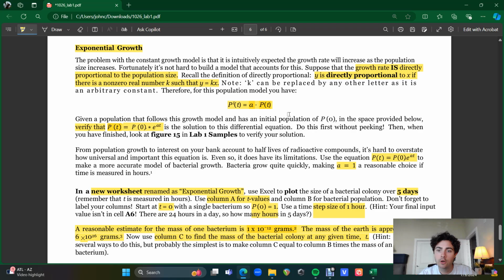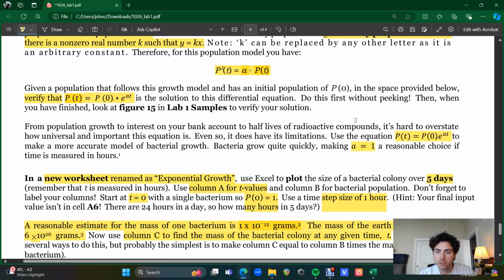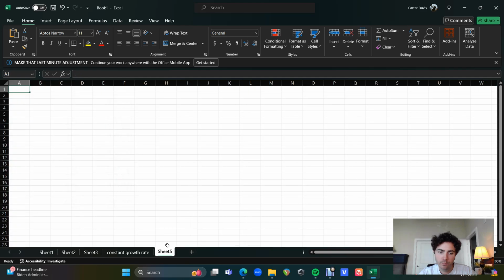P of t times a is p prime. That's the verification. I hope that made any sense without me writing it out. Regardless, it doesn't really matter. We're going to talk about in Excel how to use this equation to get the accurate model of bacteria growth. So we're going to make a equal to 1, so our rate in the exponent there is just going to be 1. In a new worksheet, we're going to call it exponential growth.